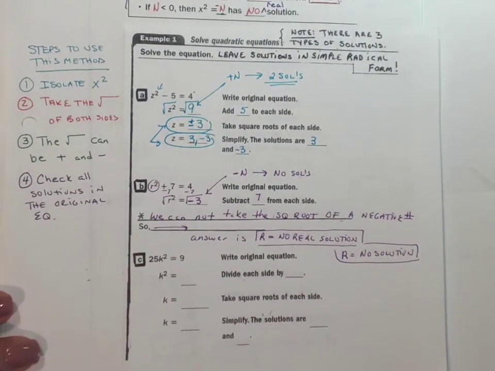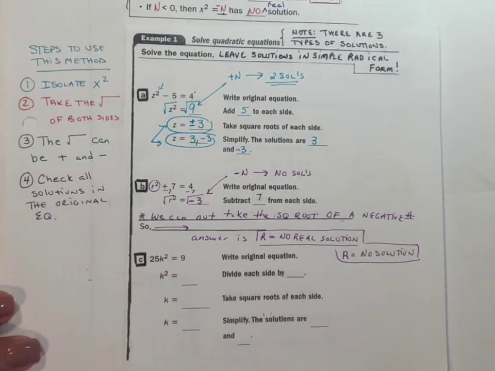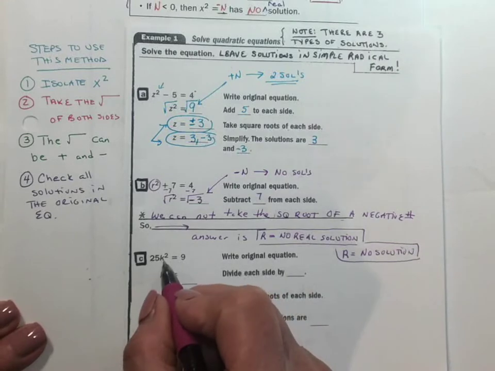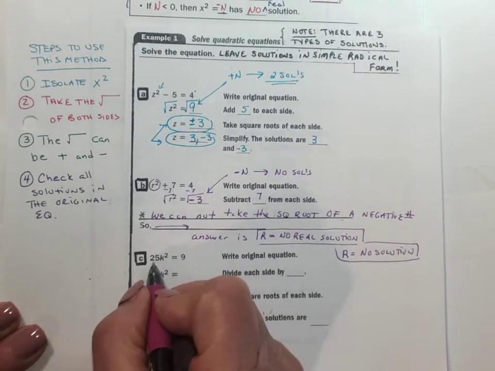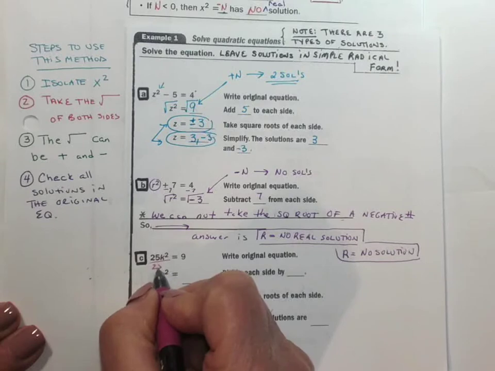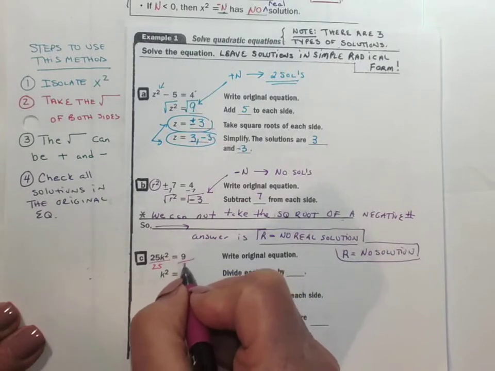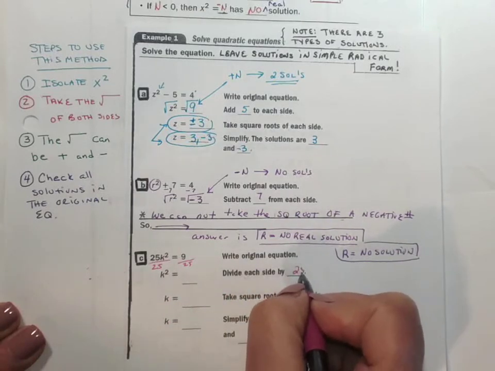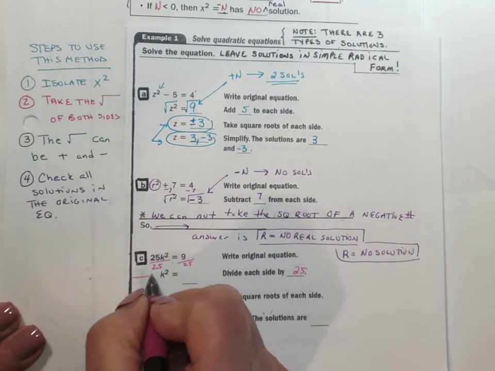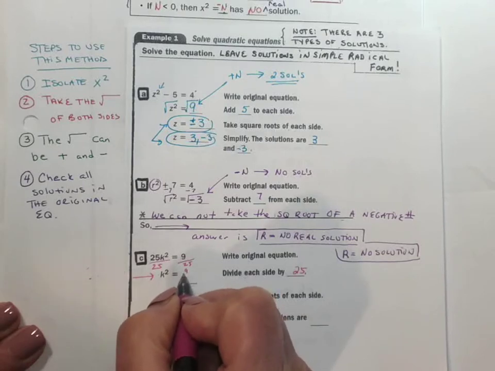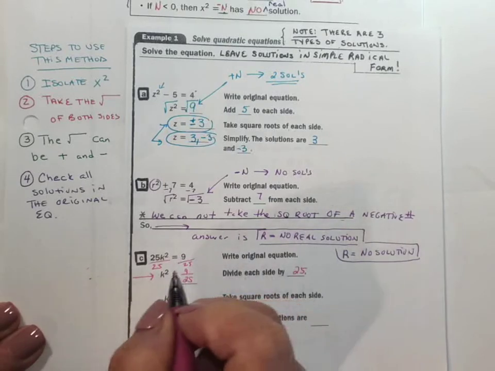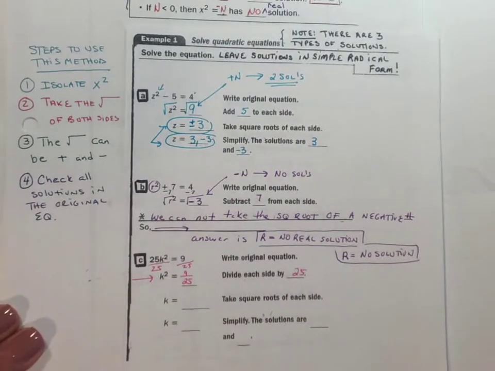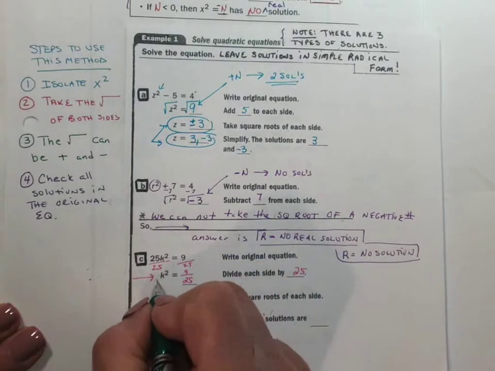Now we're going to go to our third example. All right, we've got to isolate k squared. We divide by 25 on both sides, and we get k squared equals 9 over 25. So now we're going to take the square root of this.